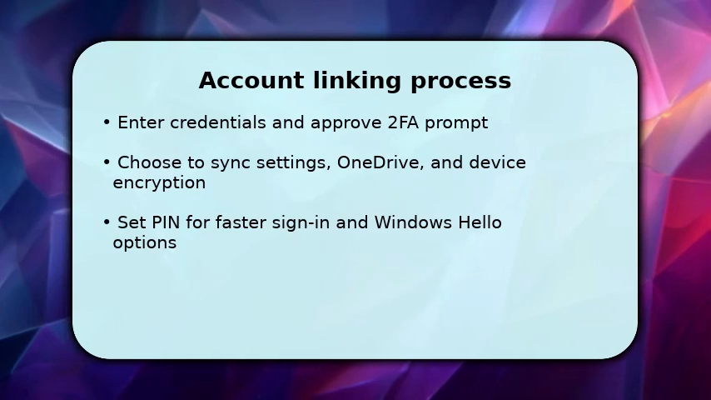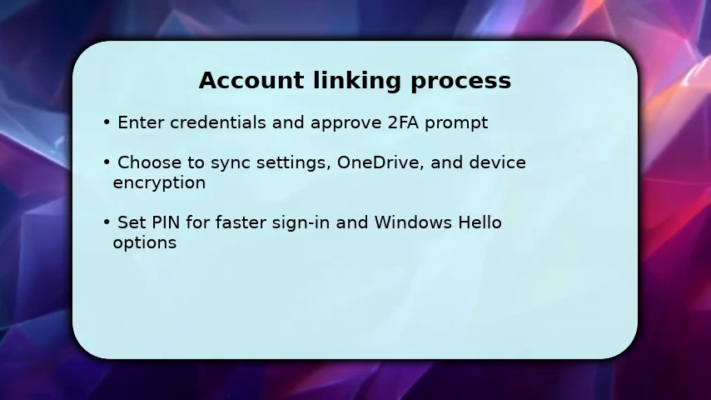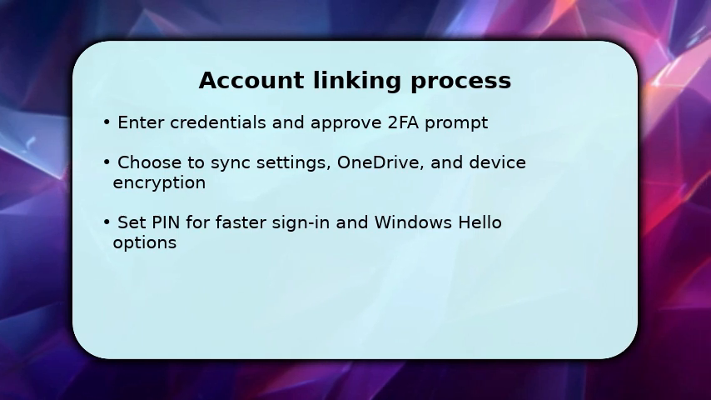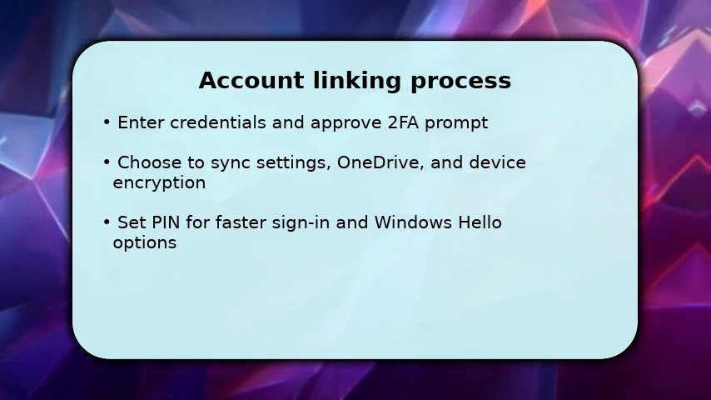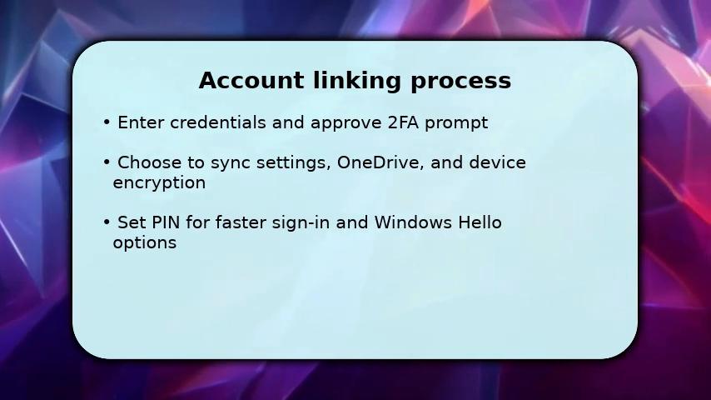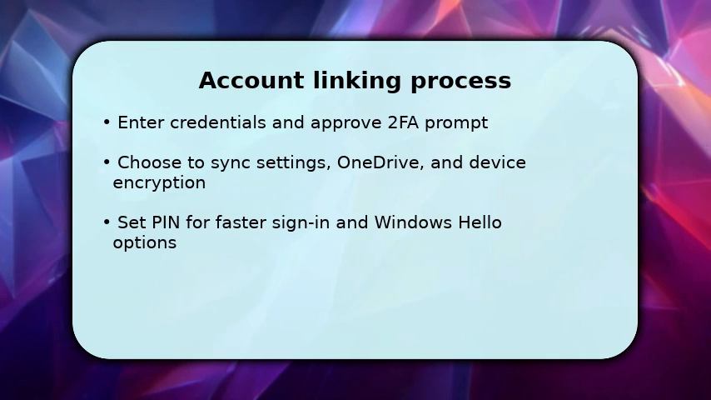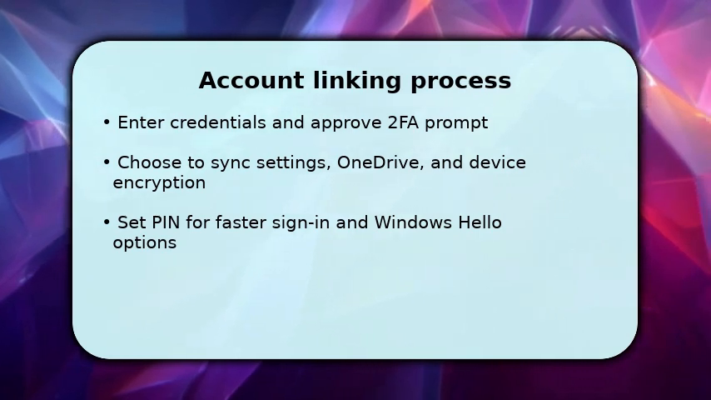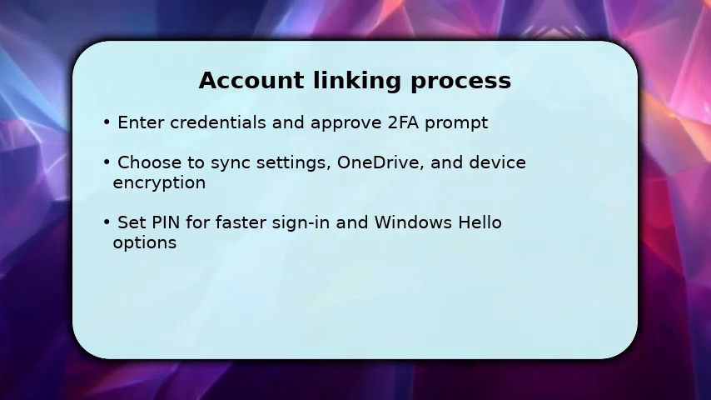You now proceed through the detailed linking steps that grant the account access and enable syncing. After entering credentials and approving any 2FA request, read the sync options and choose what to back up: settings, passwords, OneDrive files, and preferences. Make sure to enable device encryption if offered and accept terms.